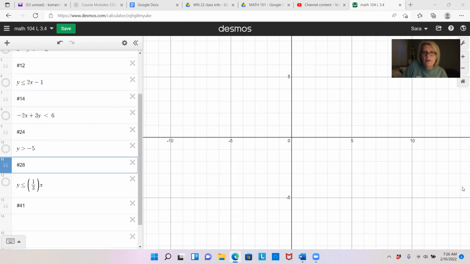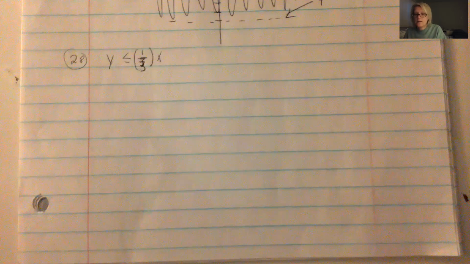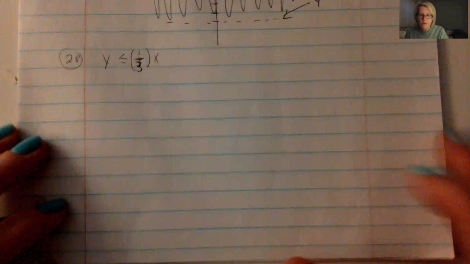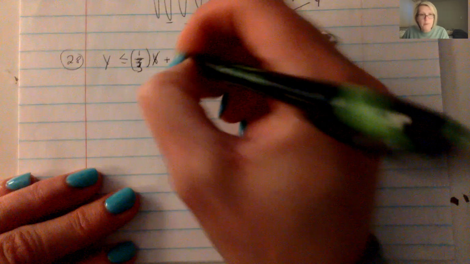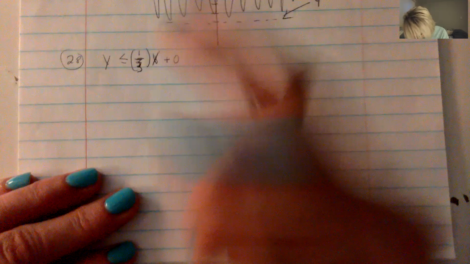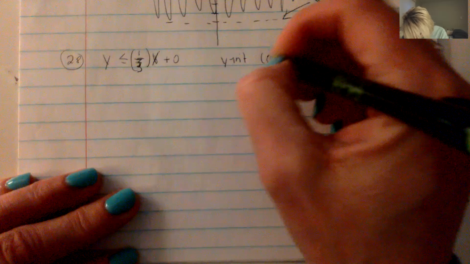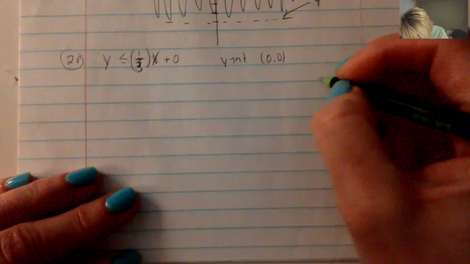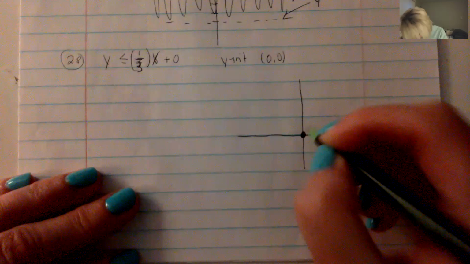The next one I want to look at is number 28. This is y is less than or equal to 1/3 x. So let's just pretend there's a +0 there, because remember that is like our y-intercept. So we know we have our y-intercept at 0, 0. That's a point for us to check. Let's go ahead and put that one in.